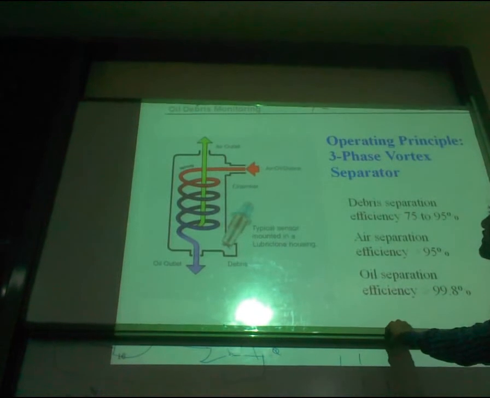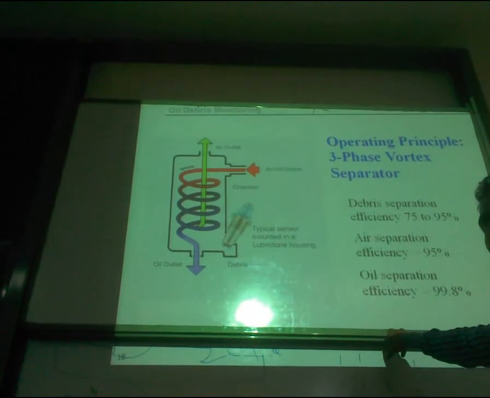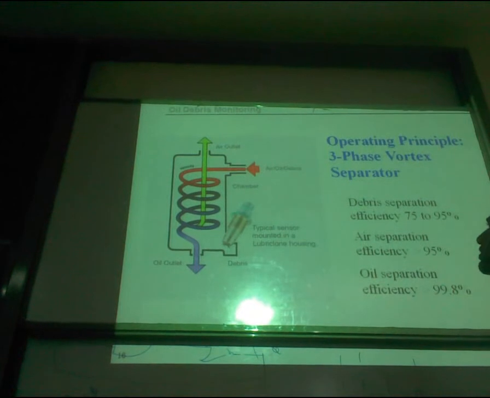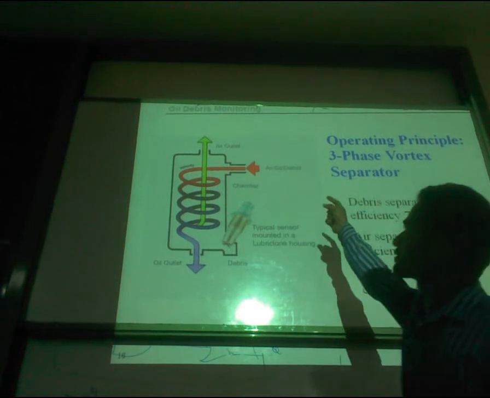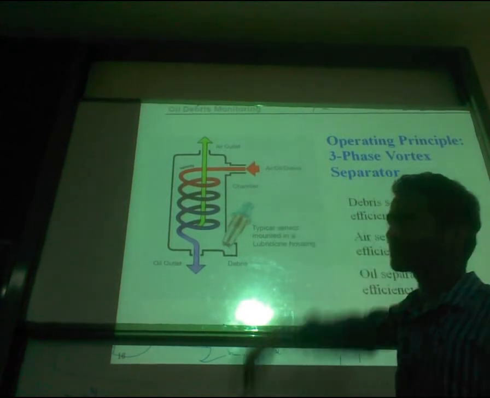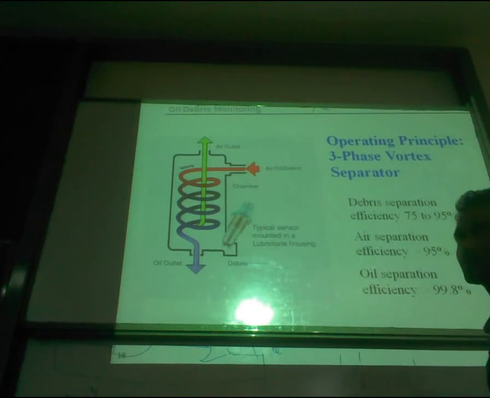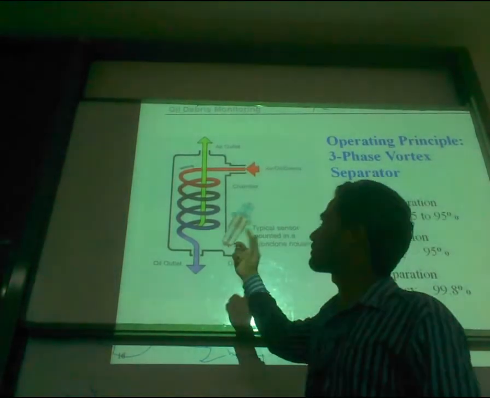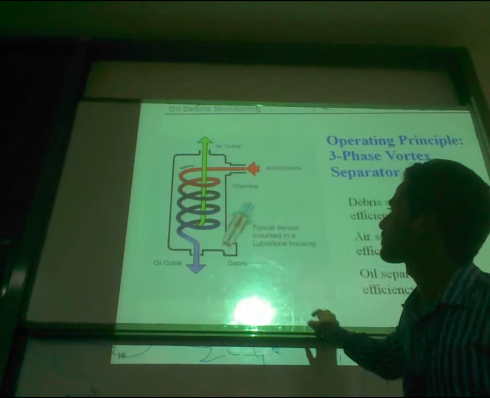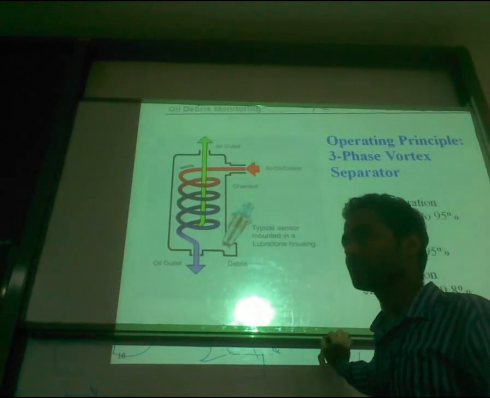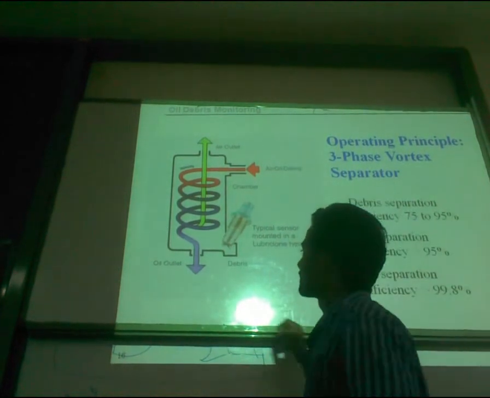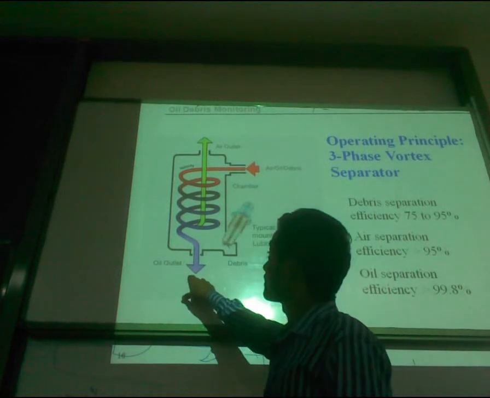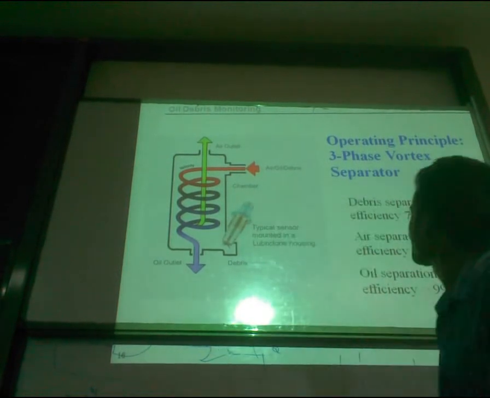This is the inside of the 3-phase vortex separator. This shows exactly how the 3-phase vortex separator works. You can see that from the upper side the air, oil and debris come into the separator, and it gets swirled due to its swinging motion. Due to that, whatever debris is present inside the oil is removed, and the remaining oil is passed on for further separation.